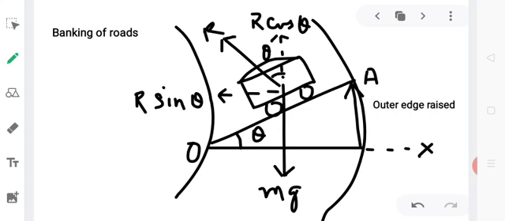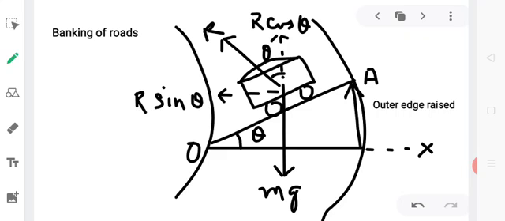Now for this, you may refer to the picture that is coming on your screen right now. OX is a horizontal line. OA is the level of the banked curved road whose outer edge has been raised. So angle XOA is theta and it is called the angle of banking. Weight mg of the vehicle going over the banked road acts vertically downwards. Normal reaction R of the banked road acts upwards in a direction perpendicular to OA. R can be resolved into two rectangular components, R cos theta acting vertically upwards and R sin theta acting along the horizontal towards the center of the circular track.